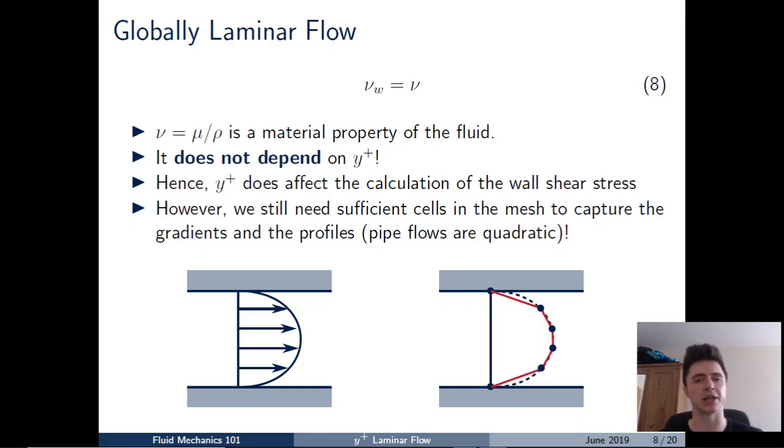And just as a simple example of this, you can see in the diagram the parabolic profile that you'll get for a laminar pipe flow. And if we were to use only a handful of cells across the thickness of this pipe flow, we can quite clearly see in the right hand diagram that we're not capturing the shape of the profile correctly. So even though the treatment of the wall will not depend on y plus, for a globally laminar flow situation, we still need to make sure that we have a sufficient number of cells to resolve the key flow details that we're interested in.